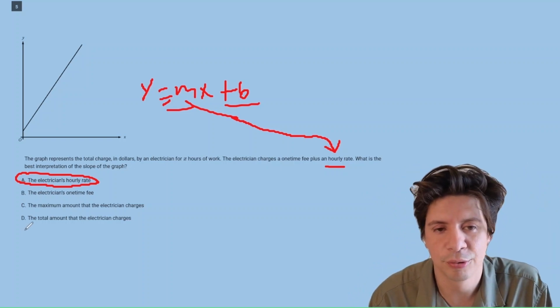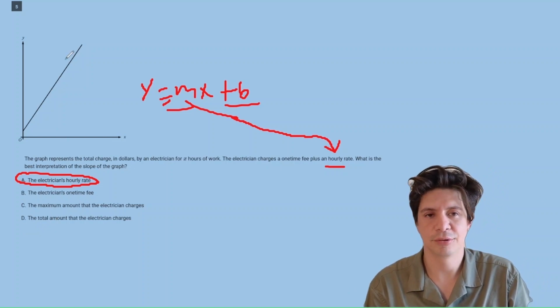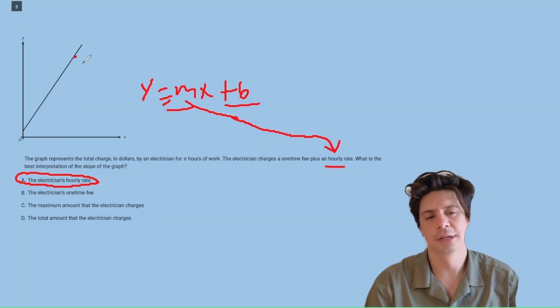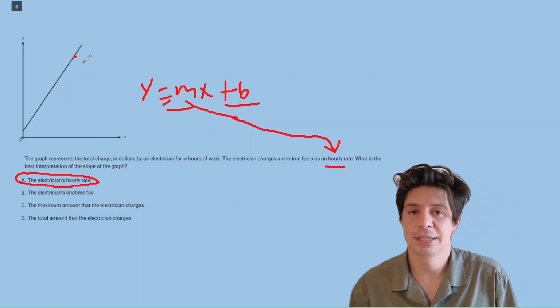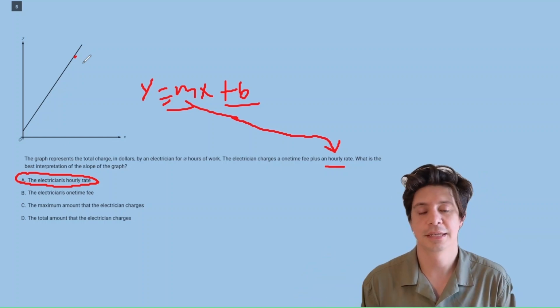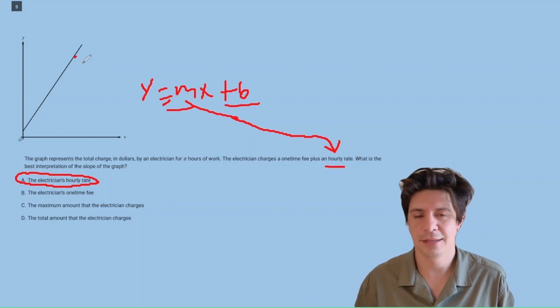And then D, the total amount that the electrician charges. That would be sort of any position here, right? Like at this number of hours, that would be his charge. But that's all we do, right? So like other videos I've done, this doesn't really have any numbers or math. It's very conceptual and very quick, right? On the test, you'd want to do 15 seconds. You read the question, you understand it, and then you move on.